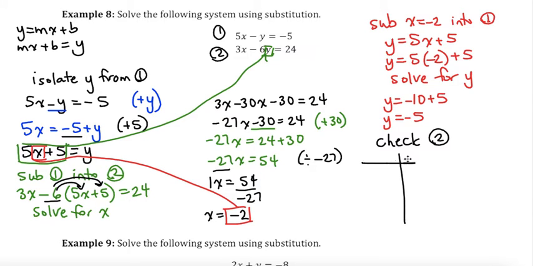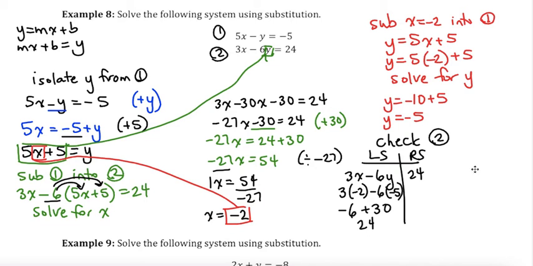So I'm doing my left side, right side check. The left side of my equation is 3x minus 6y. The right side of my equation is 24. My value for x was negative 2. My value for y was negative 5. 3 times negative 2 is negative 6. And negative 6 times negative 5 is positive 30. And negative 6 plus 30 is 24. The left side equals the right side, so now I'm ready to write my conclusion.